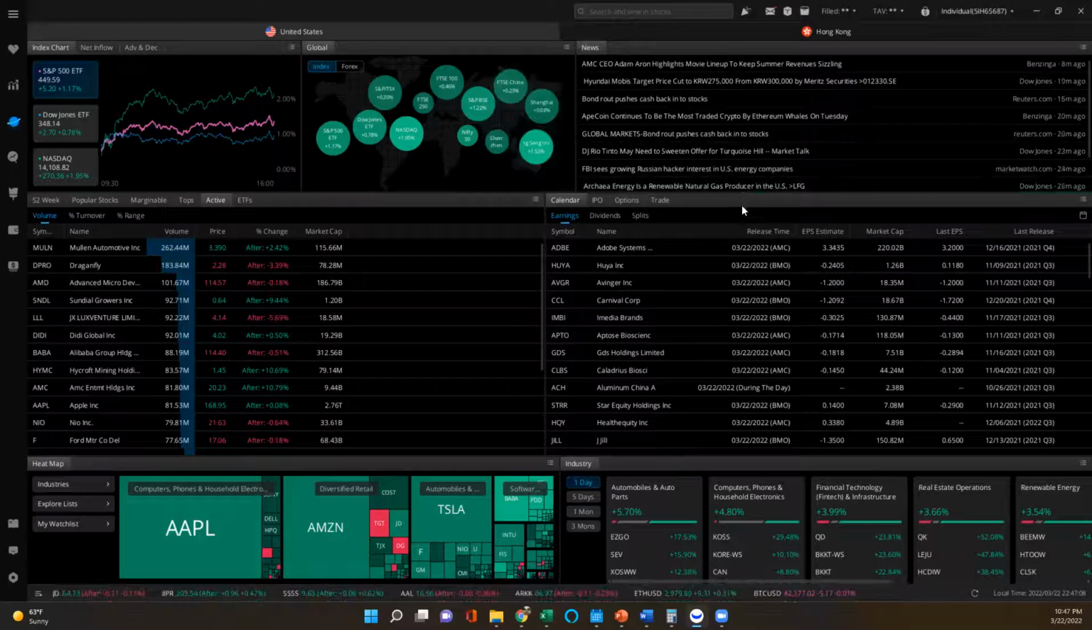In this video, I'm going to be discussing trade techniques for MULN Auto. To begin with, this is just an overview of the Webull platform. It's super helpful in the morning time.